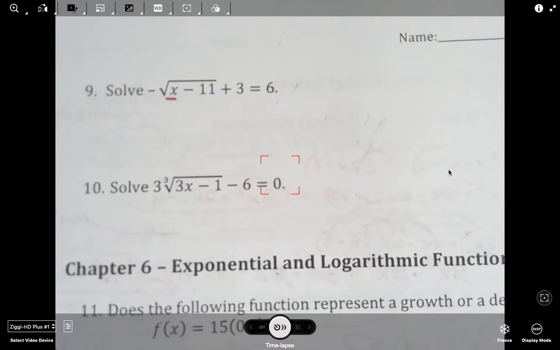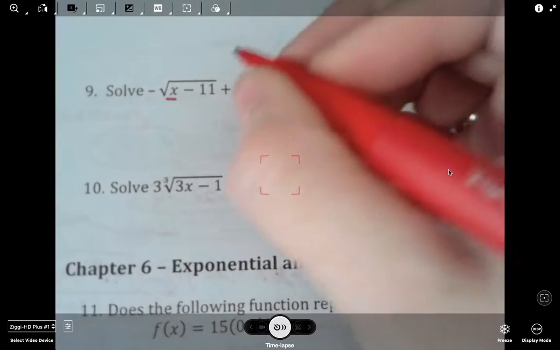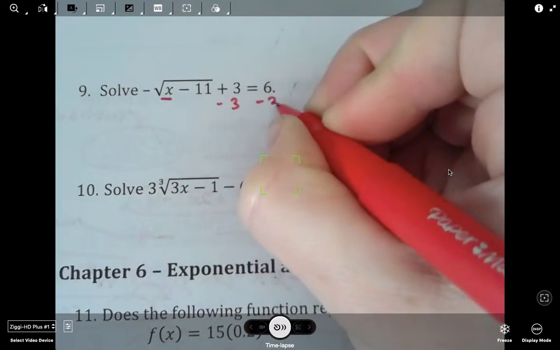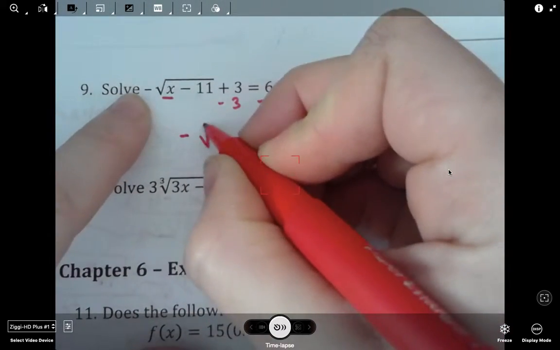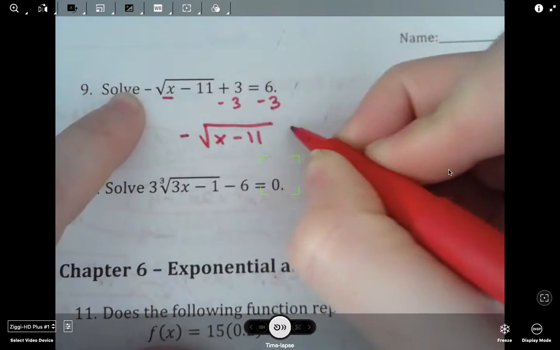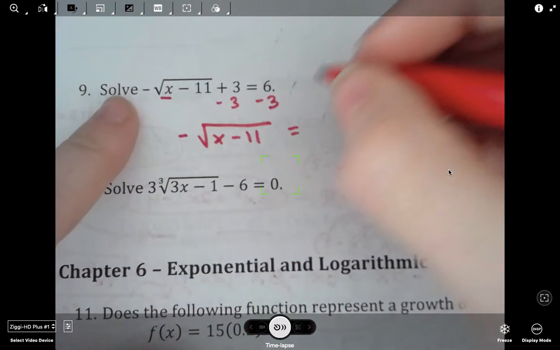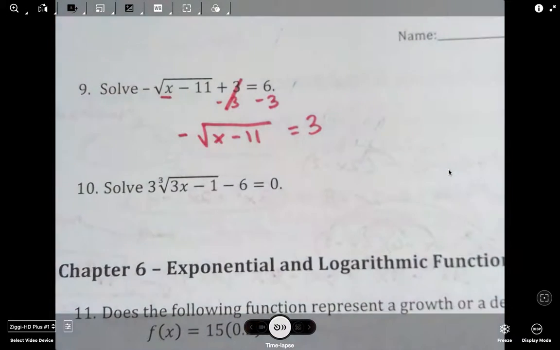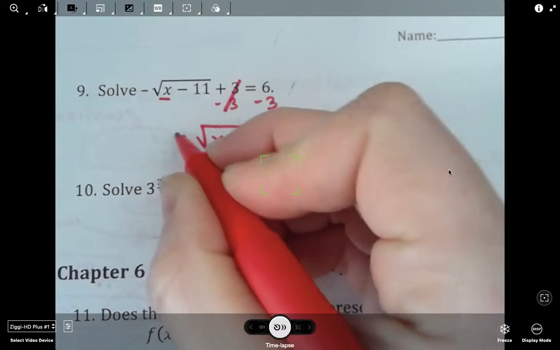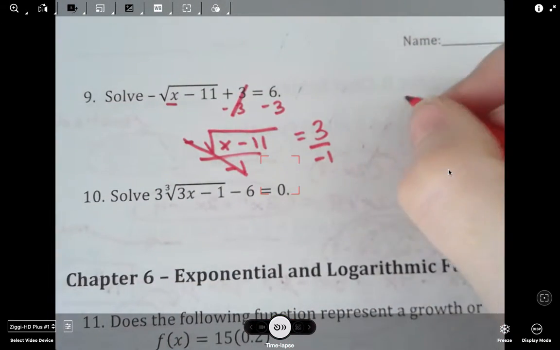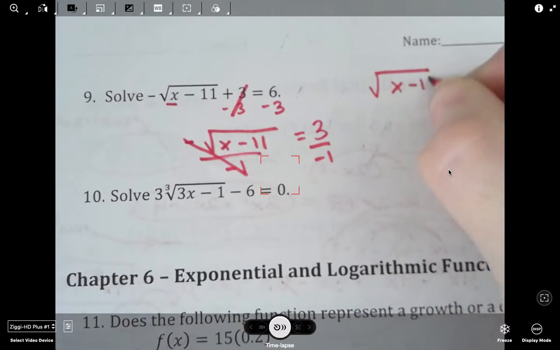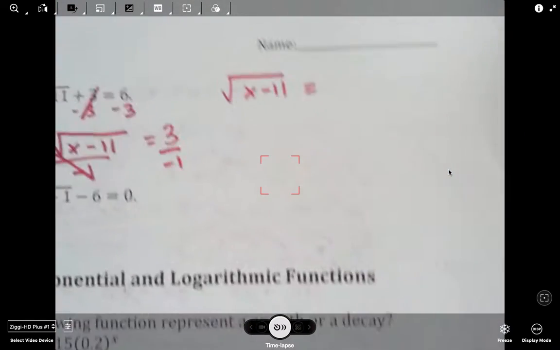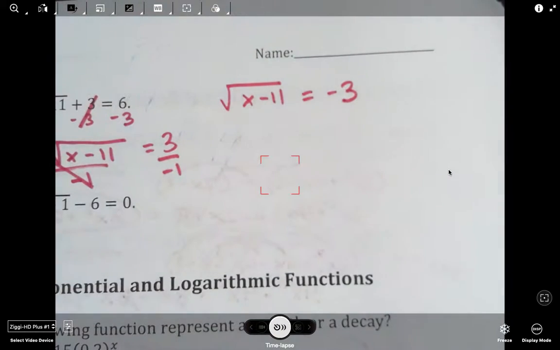Not yet with the negative. Minus 3. We're going to subtract the 3 first. So we got negative the square root of X minus 11 equals 6 minus 3, which is 3. Then what? Now do the negative. Divide by a negative 1. So we have the square root of X minus 11 equals 3 divided by a negative 1, which is negative 3, right?